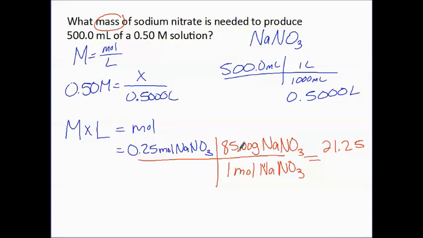Our calculator will give us 21.25. We need to keep sig figs in mind here. In the first part, we had 2 sig figs times 4 sig figs, so my answer was 2 sig figs. So I still need to keep 2 sig figs for my final answer. So I'm going to need 21 grams of sodium nitrate.